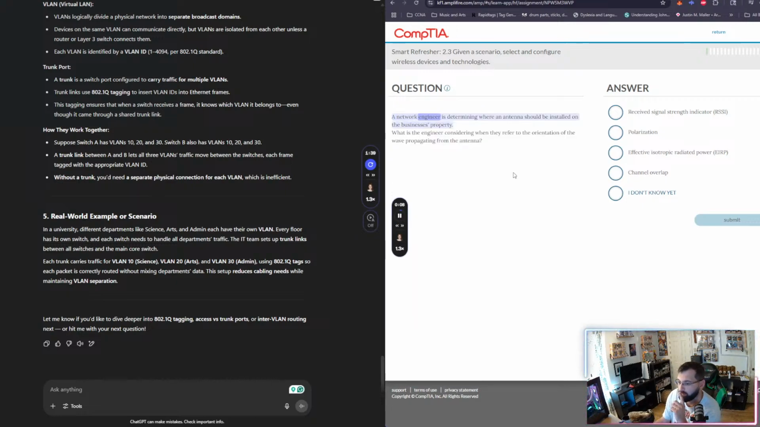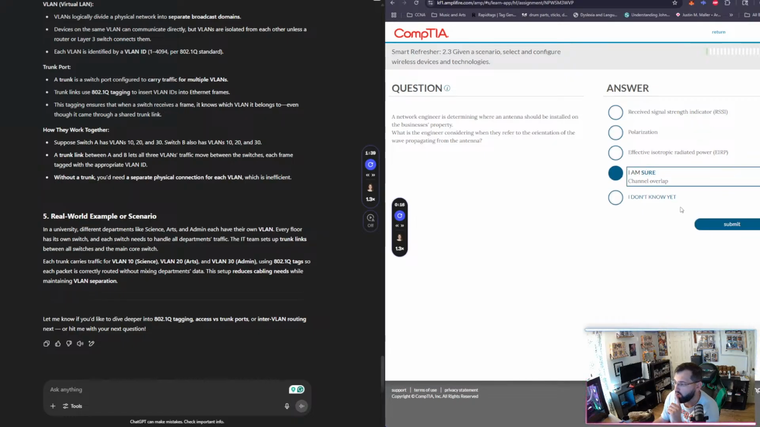A network engineer is determining where an antenna should be installed on the business's property. What is the engineer considering when they refer to the orientation of the wave propagating from the antenna? Effective isotropic radiated power, channel overlap.